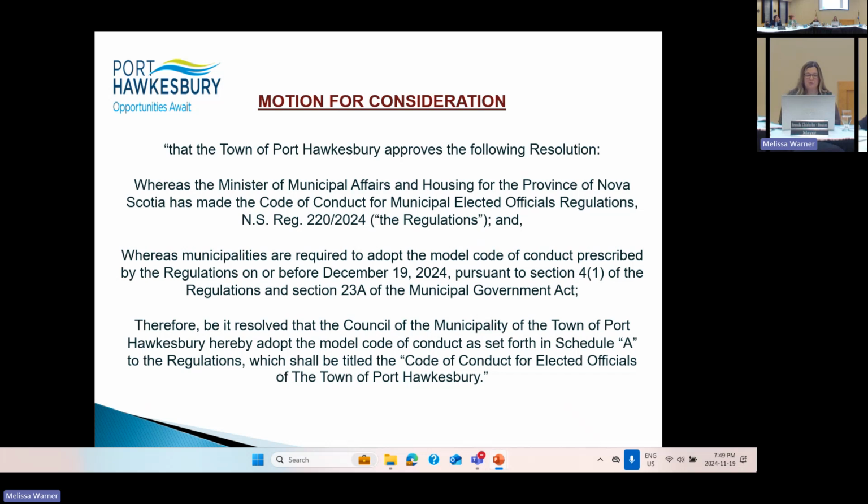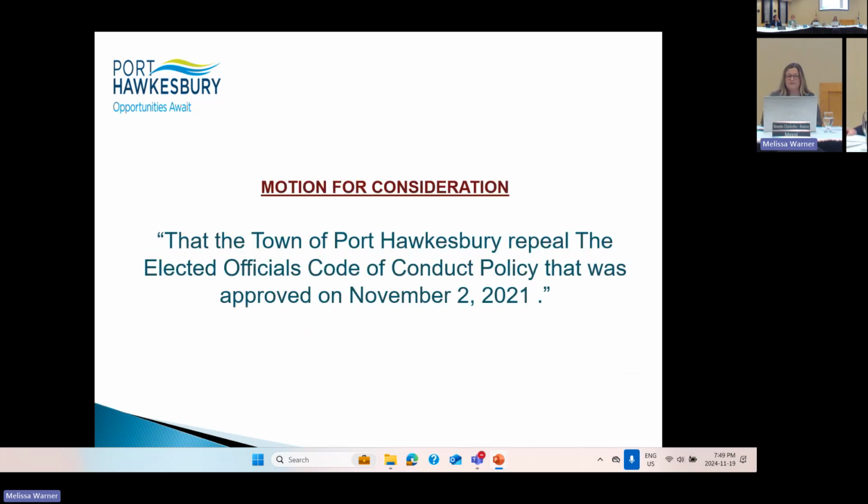So what is the wishes of council? I move the motion. Okay, perfect. So it's been moved by our deputy mayor. Do we have a second? Seconded by Councillor Hart. Any discussion on the motion? Okay, so I will call for the vote. All those in favor, please signify by saying yes. Any opposed? The motion is approved.